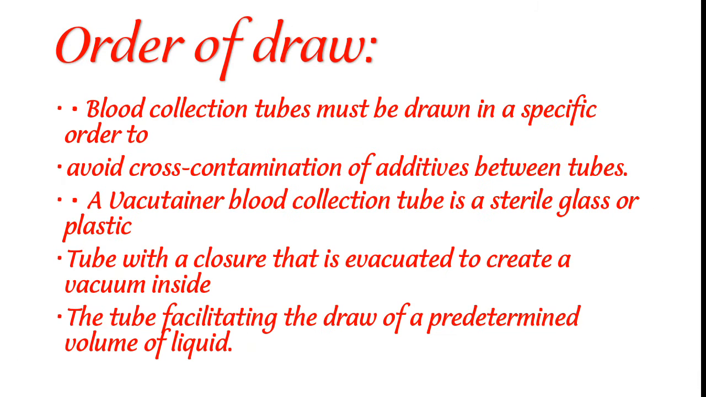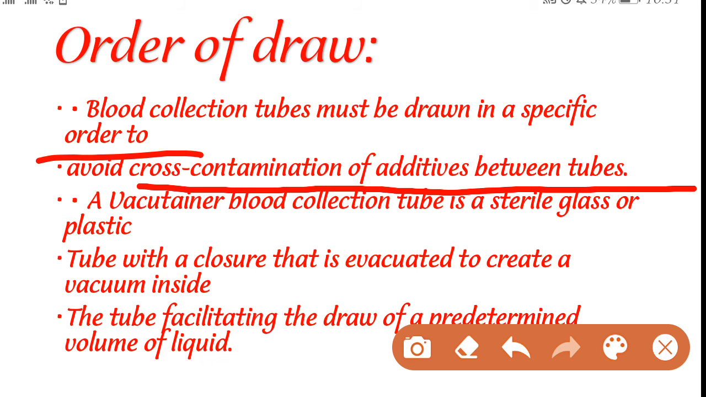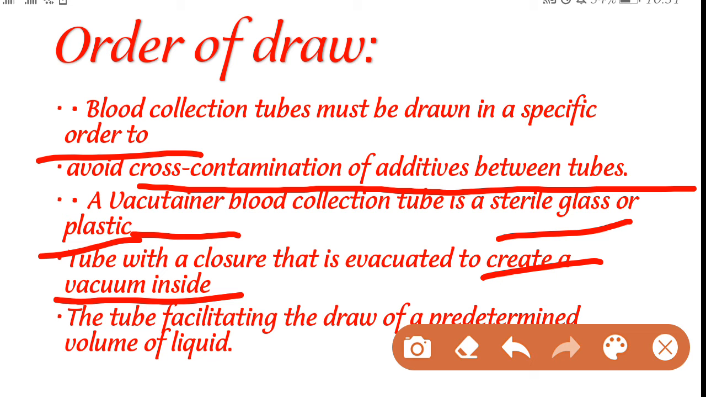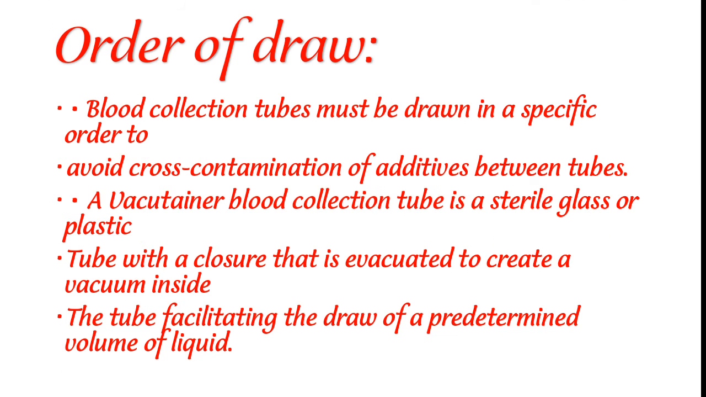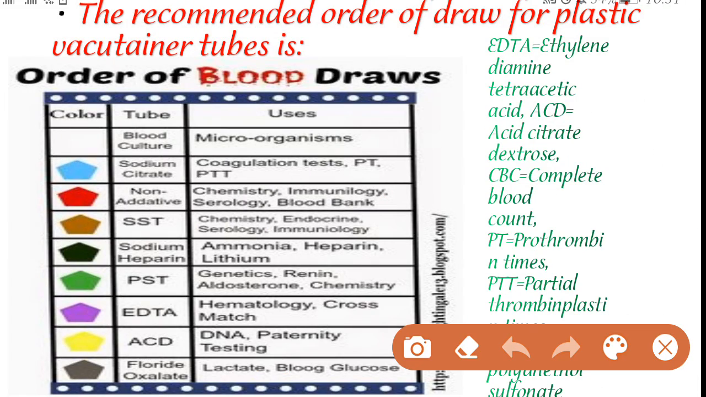Order of draw. Blood collection tubes must be drawn in a specific order to avoid cross-contamination between tubes. A vacutainer blood collection tube is a sterile glass or plastic tube with a closure that is evacuated to create a vacuum inside the tube, facilitating the draw of a predetermined volume of liquid. This is the recommended order of draw for plastic vacuum tubes. These pictures show the color, tube, and uses.